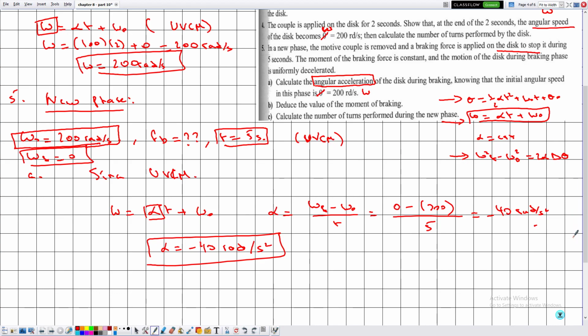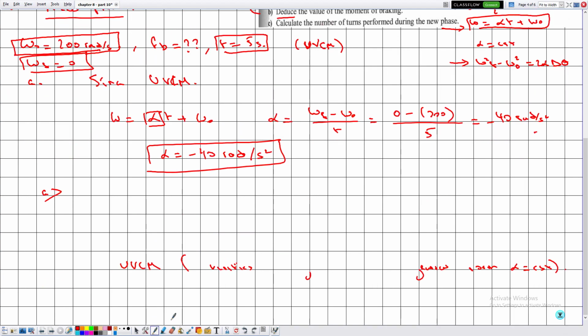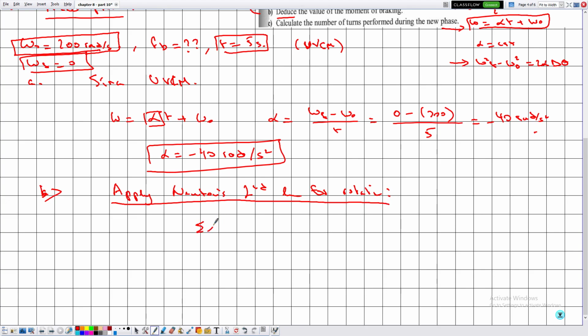Now in part B, they are telling me to deduce the value of the moment of braking, which means we use the previous part. In the previous part we determined alpha, and we know that the moment and alpha are related via Newton's second law. So apply Newton's second law for rotation: the sum of moments around the axis delta is equal to I alpha.